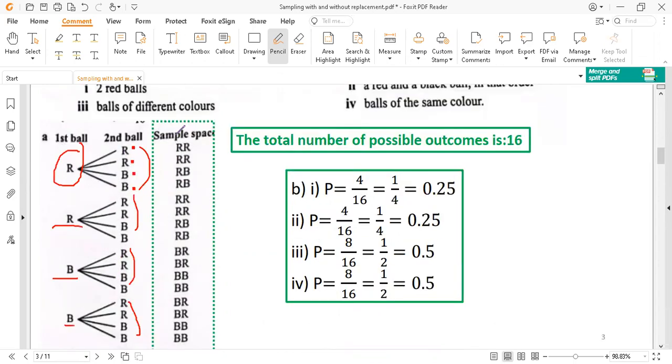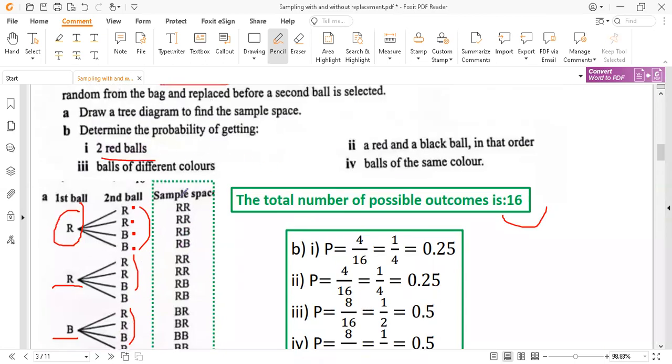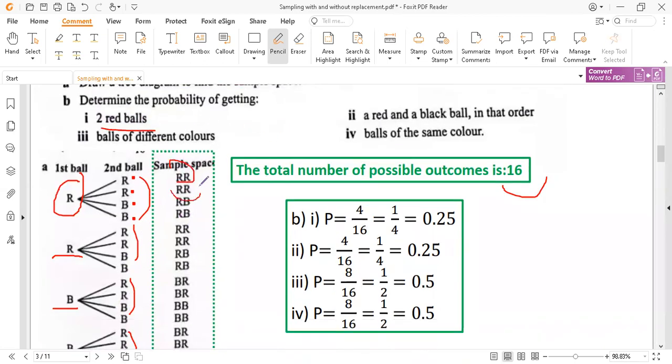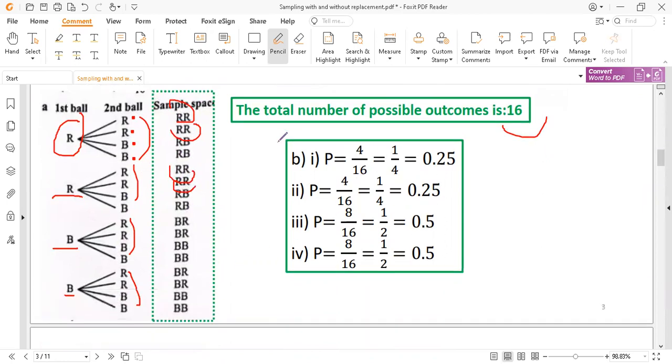The sample space here also consists of 16, because we have 16 branches: 4 plus 4 plus 4 plus 4. We have 16 possible outcomes, and they ask us about 2 red balls. For 2 red balls, we have 1, 2, 3, 4, so only 4 over 16.